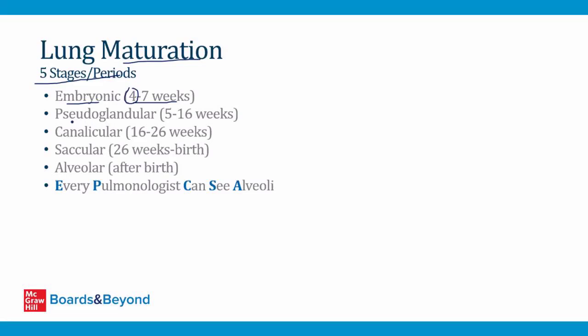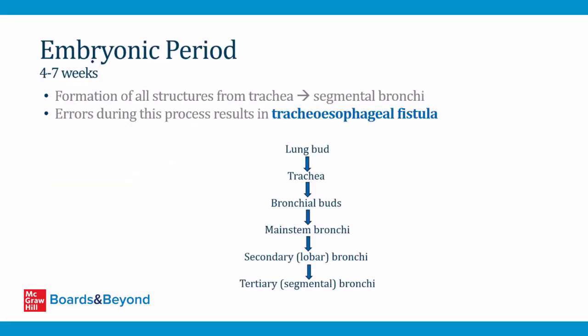That's followed by the pseudoglandular period from 5 to 16 weeks, the canalicular period from 16 to 26 weeks, the saccular period from 26 weeks to birth. And then an important thing to know is that the alveolar period of lung maturation occurs after birth. So at the time a person is born, their lungs are not fully mature, and they will continue to mature through the first 10 or so years of their life. And we'll talk more about that in just a minute. And if you want a handy mnemonic to remember the order of these stages, some people go by every pulmonologist can see alveoli.